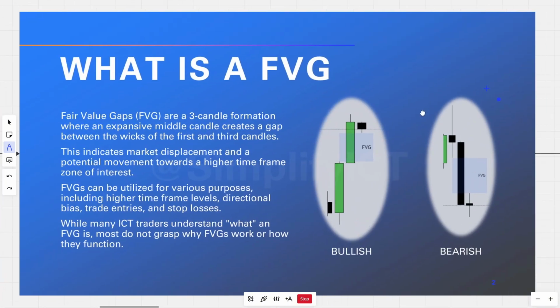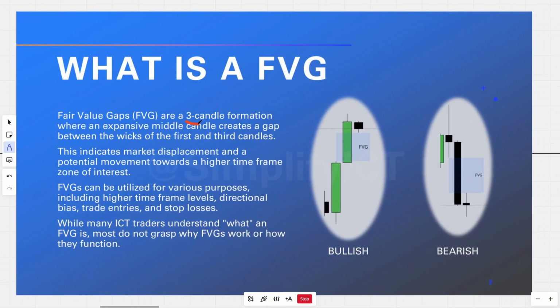What is a fair value gap? So a fair value gap is a 3-candle formation where an expansive or big middle candle creates a gap between the wicks of the first and third candles. So as you can see in this diagram right here, we have candle number 1, candle number 2, and also candle number 3.